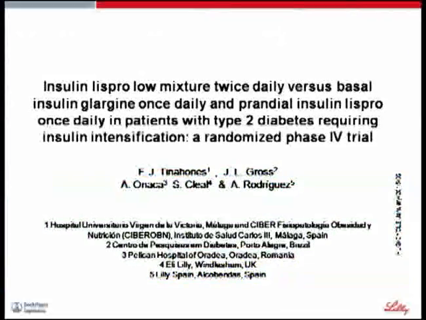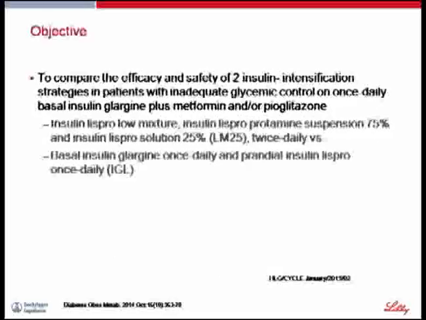Now, when glargine is the initiating dose, what is suggested when you want to intensify your glargine regimen is to add one prandial short-acting insulin. Now let us see if adding one postprandial short-acting insulin to glargine is equal or better than a premixed insulin. This is an international study to compare the efficacy of 2 insulin intensification strategies. One is to intensify glargine by adding a short-acting insulin. Another is by increasing the dose of a premixed insulin.